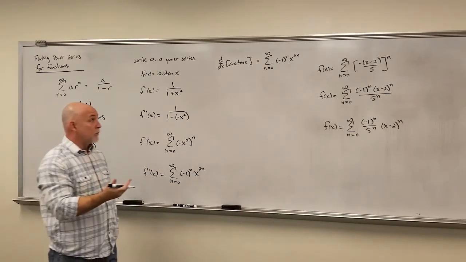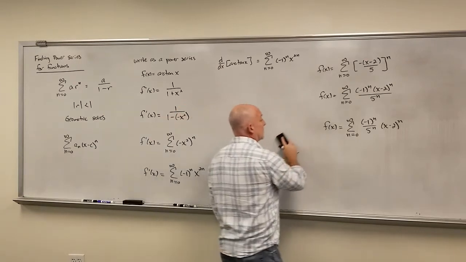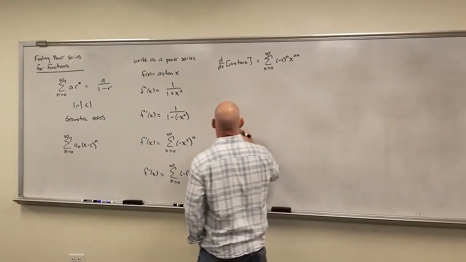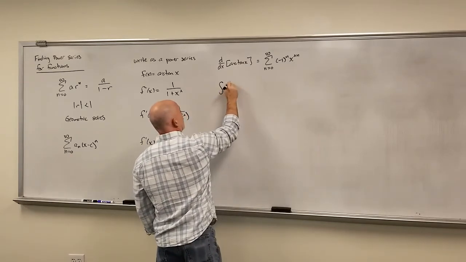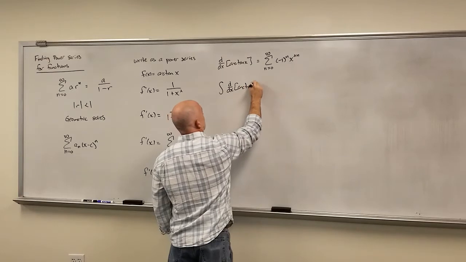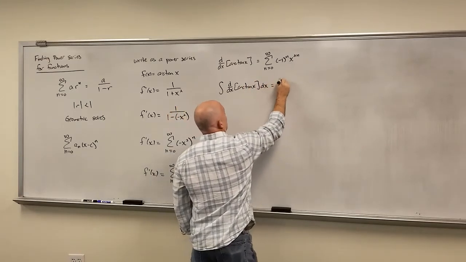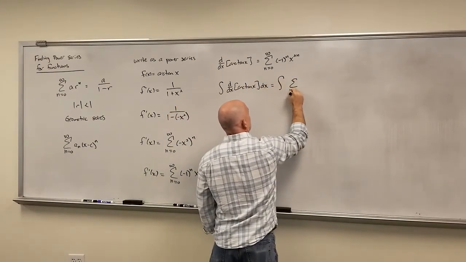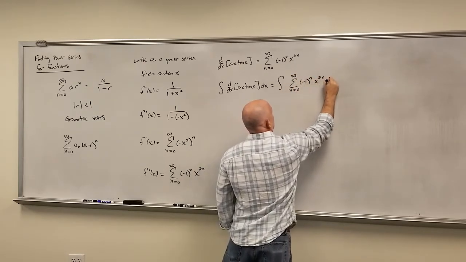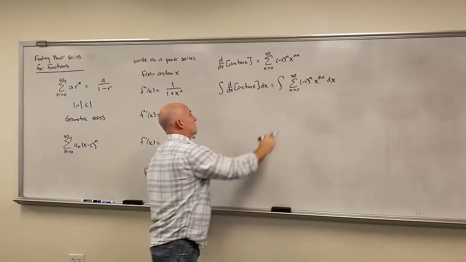So to get to the arctangent, I'm going to integrate both sides. Now, of course, if I integrate the left-hand side, that's easy enough. That's just going to give me the arctangent. So if I integrate the derivative here with respect to x, and I integrate this side, that should give me my answer.